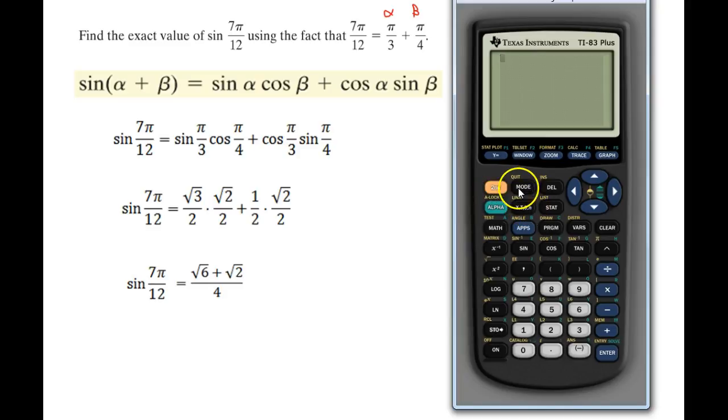So go back to your mode and change it back to radians, since we were doing degrees before, and let's put in the sine of 7 pi divided by 12, and there's going to be that number that we just saw a little bit ago. If we go back a couple places, there it is again. Okay, so you may be thinking, how is that possible?